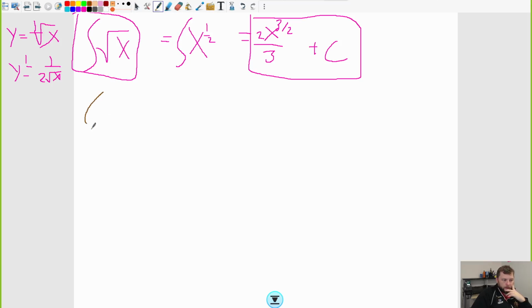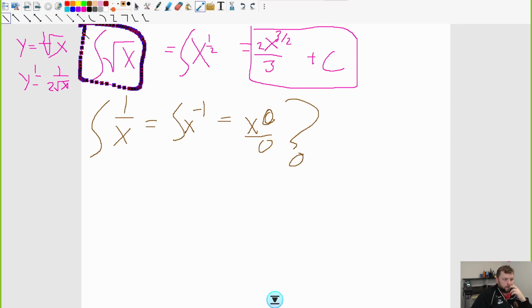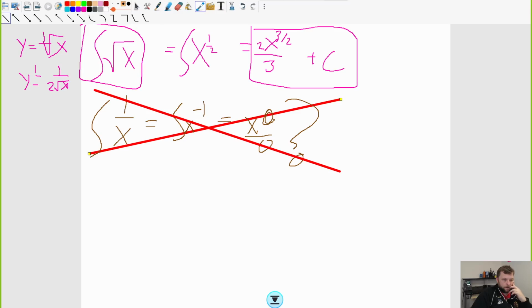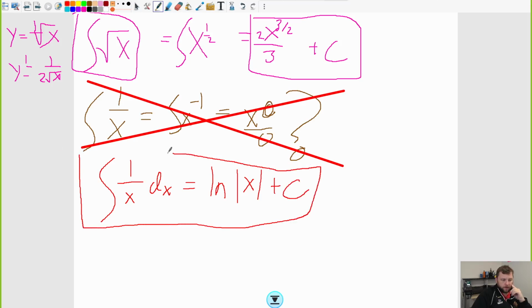All right. Other things here. What if I had integral of 1 over x? People go, oh, well, I guess it's just x to the negative 1 power. So it'll be x to the 0 over 0. No, don't do that. That's a bad thing to do. That's not how it works at all. So 1 over x is a special rule. This happens in Khan Academy. It's going to be the natural log of the absolute value of x plus c. That's one of those special rules to learn.